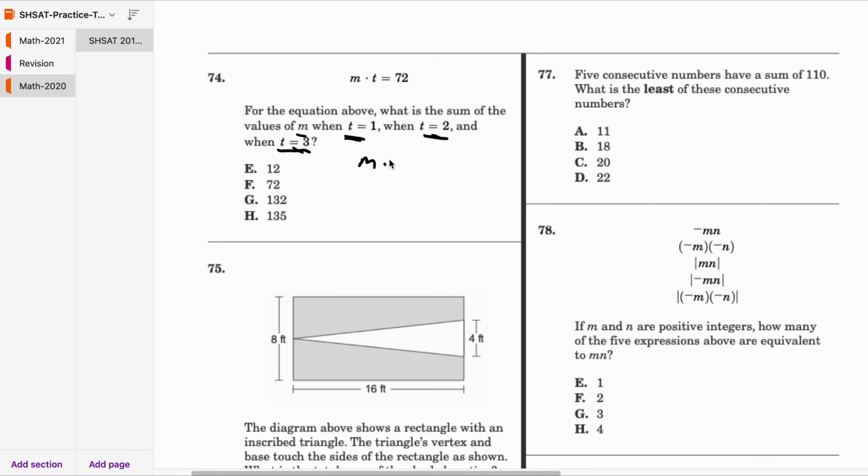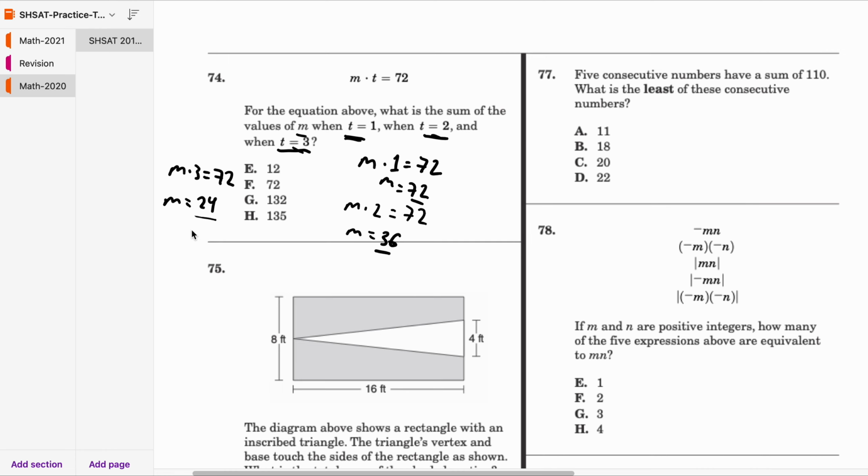So when t is equal to 1, I have m times 1 is 72, so m would just be 72, right? And then when t is equal to 2, I have m times 2 is equal to 72, so m is going to be 36. And then finally, when t is equal to 3, I have m times 3 is 72, so 72 divided by 3 is going to be 24, right?